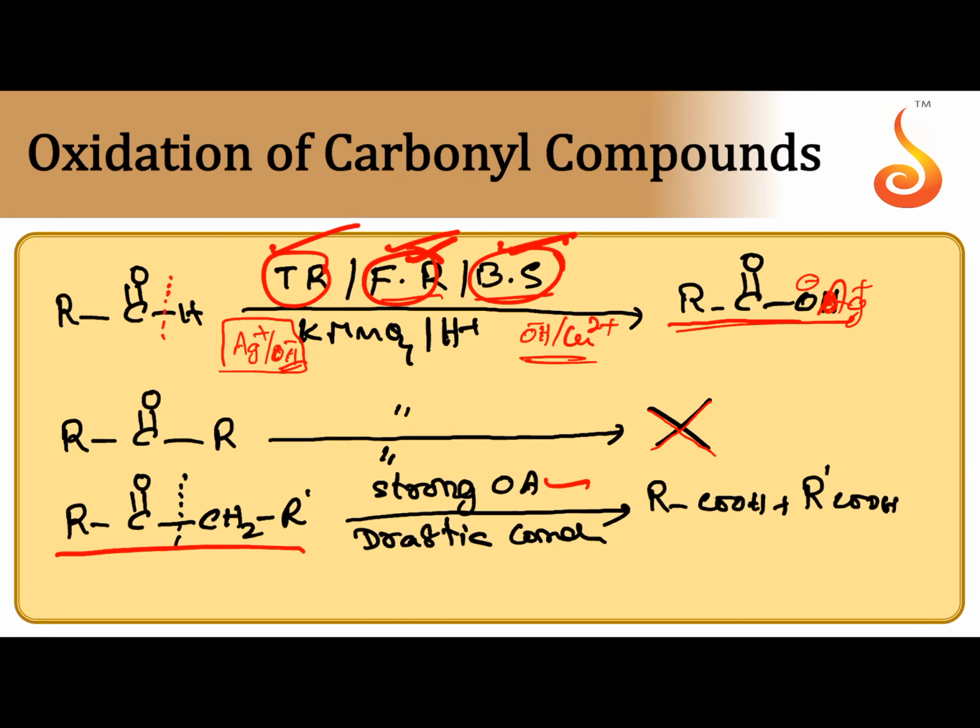Next, if strong oxidizing agent like concentrated HNO3 is used under drastic conditions, ketone also undergoes oxidation by cleavage. So at this time, ketone undergoes cleavage to give the mixture of two carboxylic acids. There is one rule, Popoff's rule. During the cleavage, CO group goes with the smaller alkyl group. So we can get 2 carboxylic acids.